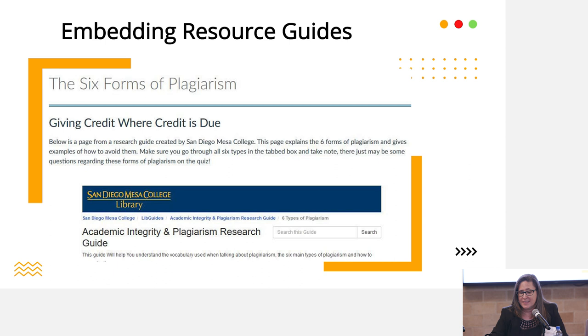And lastly, I wanted to add that in this section, I have embedded some of my research guides that I've created on the subject of academic integrity and plagiarism. These guides can be used within the modules by scrolling the page area. Additionally, the student can click out of the guide and look at it in another tab on their browser and get more in-depth instruction in that particular area.